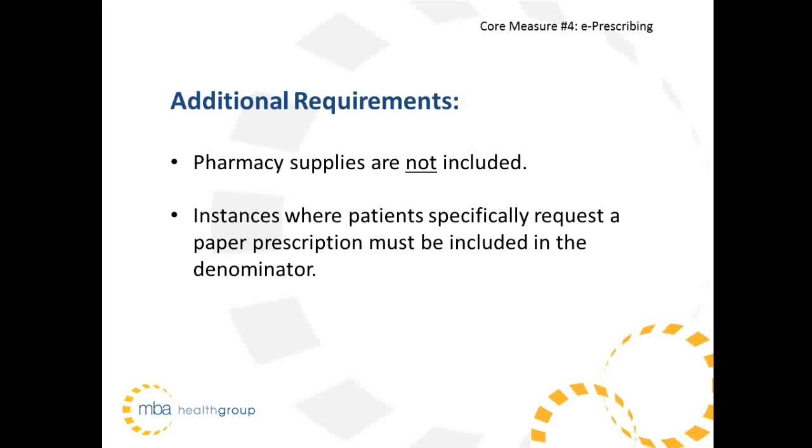So there are two additional requirements for this measure. First, prescriptions for pharmacy items such as durable medical equipment and over-the-counter medications are not included in either the numerator or the denominator of this measure. And finally, all instances where a patient specifically requests a paper prescription must be included in the denominator.